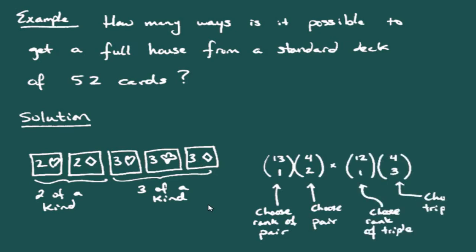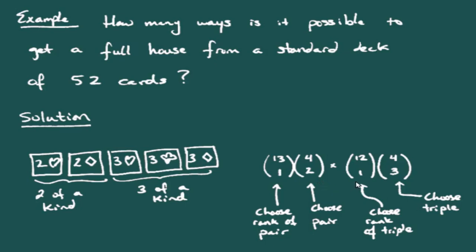Well, for the number of ways of choosing the pair, first of all, we have to choose the rank. We've got 13 different ranks of cards, so ace, 2, 3, 4, all the way up to kings, and we want to choose one of those. Then for each rank, we've got 4 possible suits, so we multiply by 4 choose 2. So we choose the rank, that's 13 choose 1, times the number of ways of choosing the pair, which is our 4 choose 2.